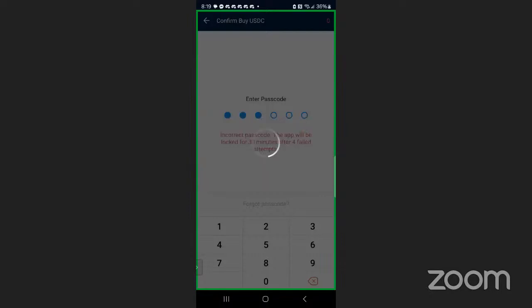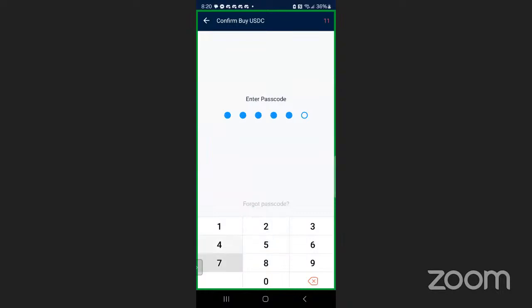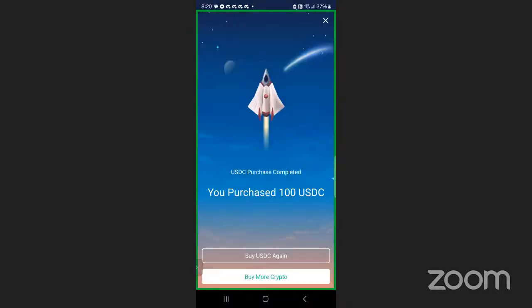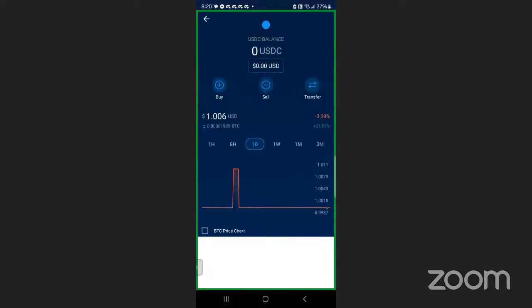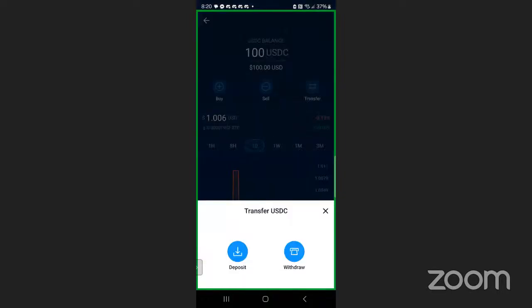Great, price updated. Hold on. Now the price is going to update on the dollar. All right, so there we go. We got our money purchased, and now we want to go ahead and actually send this money into Blofin, right? So I have $100 worth of USDC. I'm gonna transfer. I'll withdraw.